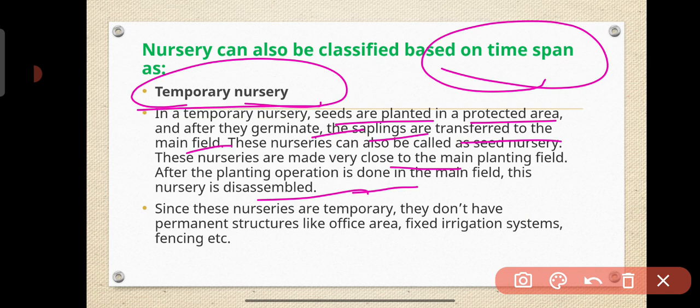Now, obviously, if we are doing any task on a temporary basis, we won't be so attached to it.